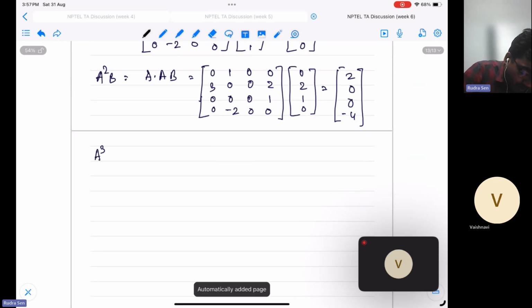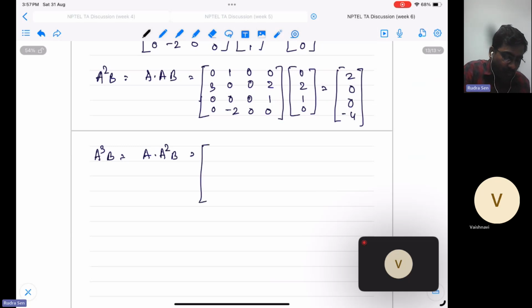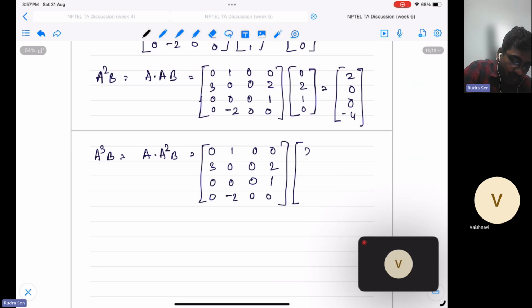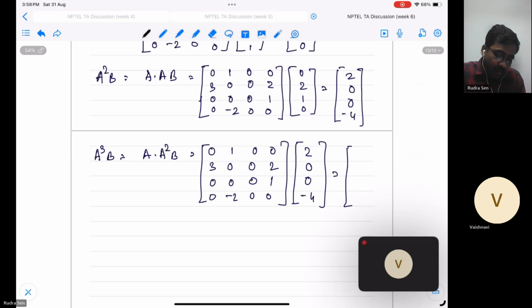Then A cube B is basically A into A square B. So we know that A is 0, 1, 0, 0, 3, 0, 0, 2, 0, 0, 0, 1, 0, minus 2, 0, 0, and A square B is 2, 0, 0, minus 4, right? So therefore, its first term is 0, second term is 6 minus 8, which is minus 2, third is minus 4, and fourth is 0.